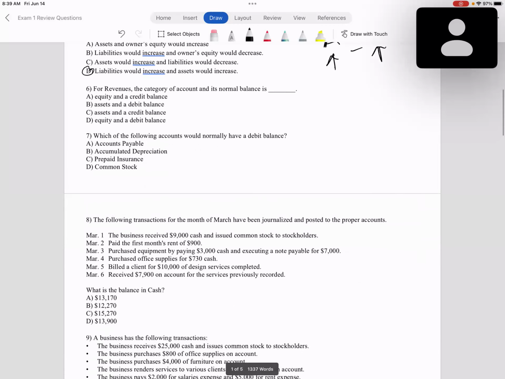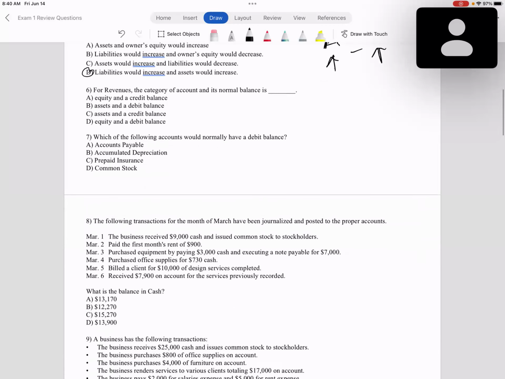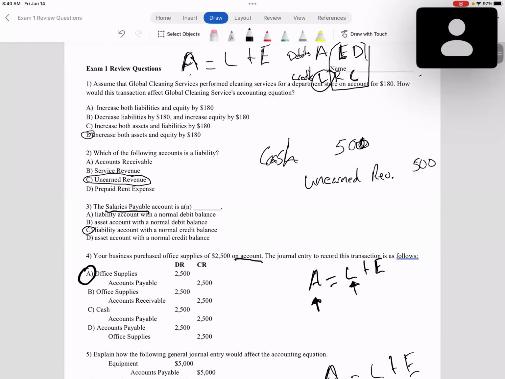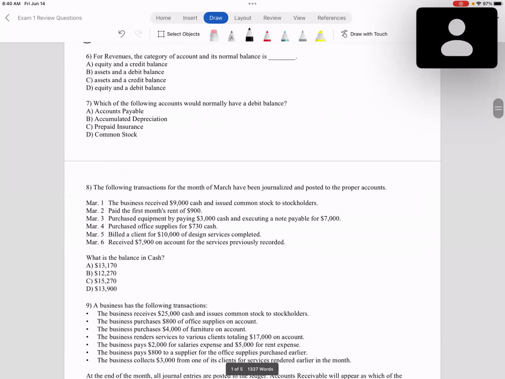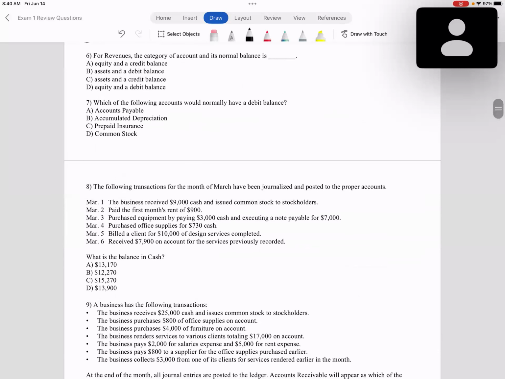For revenues, category of account and its normal balance is, okay, so revenues, remember, that's one of your 4 equity accounts, okay, and it has a normal credit balance. So for revenues, category of account, its normal balance is equity and has a credit balance.